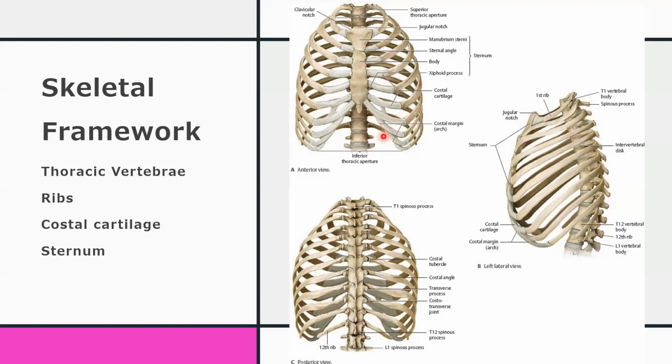So this is the anterior view, and this is the lateral view. You can see the vertebral column here, and the ribs usually pass downward and anteriorly to join the sternum. And this is the posterior view. You can see the ribs articulating with the vertebral column.